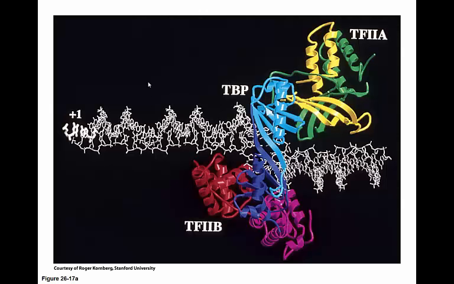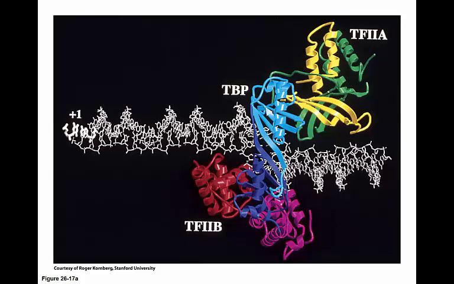So first, here's the TATA box binding protein. This sequence of DNA has TATAAA, as we saw earlier. This is transcription factor 2B, transcription factor 2A. And notice 2A and 2B are on either side of the TATA box binding protein.